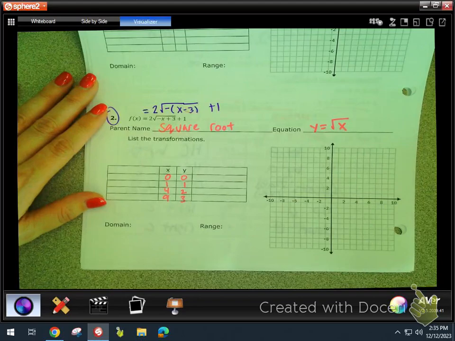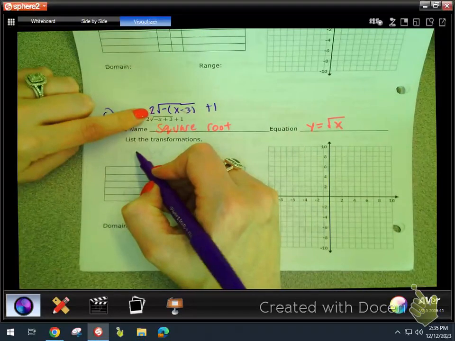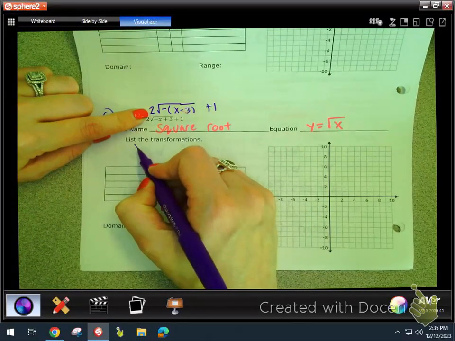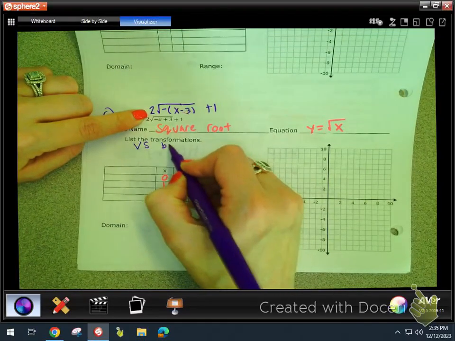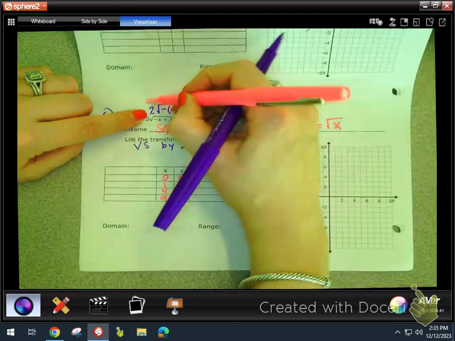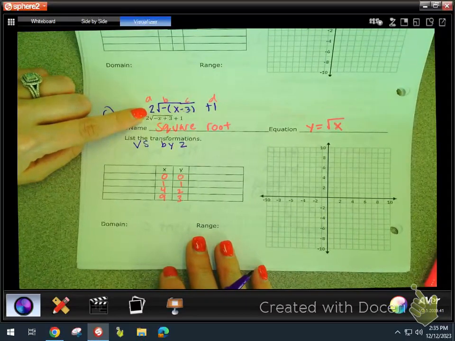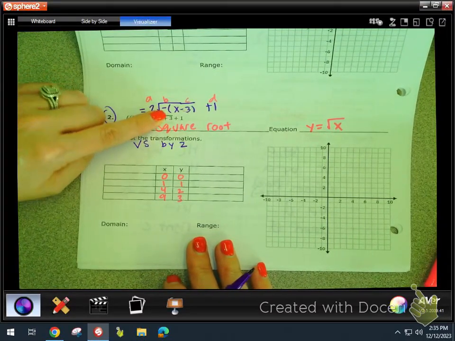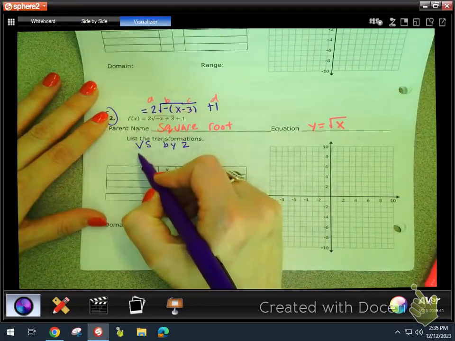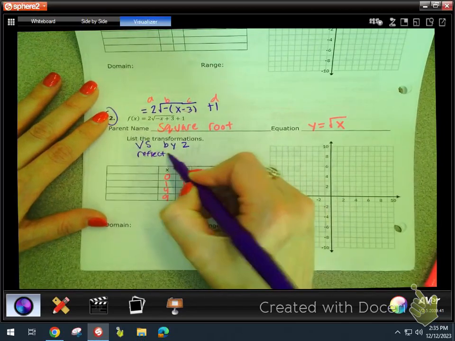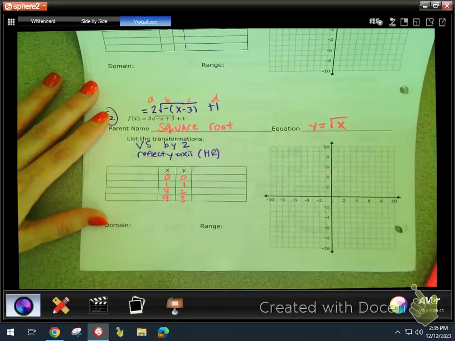So what are my transformations? What does the 2 do? This 2, what is it? No, 2's on the outside. It's a vertical stretch by 2. This is an A, this is a B, this is a C, this is a D. You need to really look at where the placement is, inside or outside. Next, I have a negative on the inside. That's a B. What does a negative B do? Reflect the y-axis, or you can say HR. Either one of those are fine.